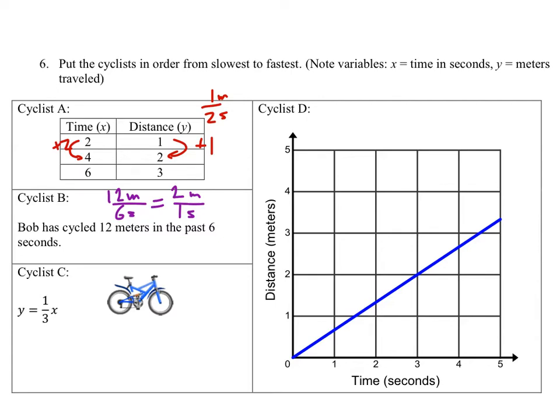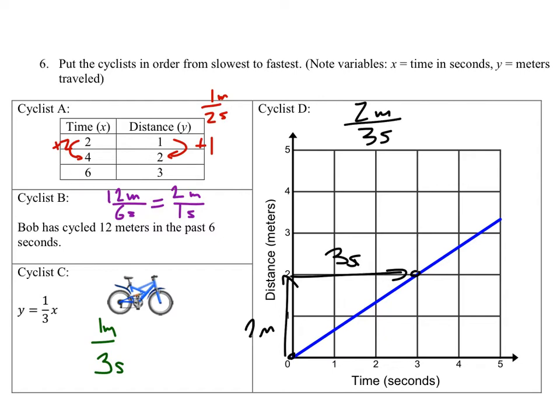Cyclist C, this one's in an equation, and that equation tells us the slope is 1/3, so 1 meter every 3 seconds. And then finally D, we can look at 2 points. This person went 2 meters in 3 seconds. So their rate was 2 meters in 3 seconds.